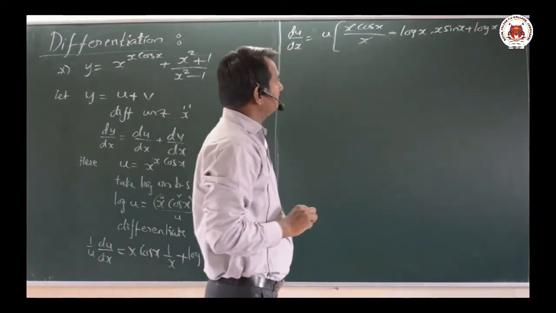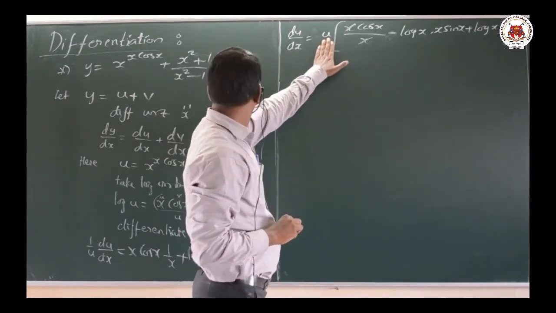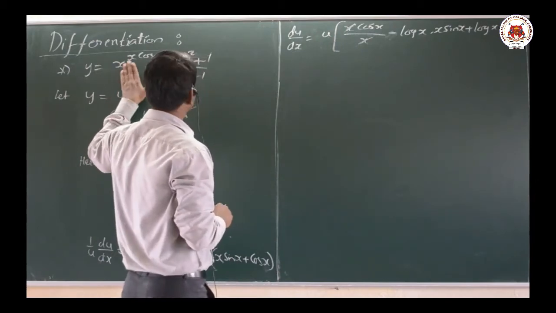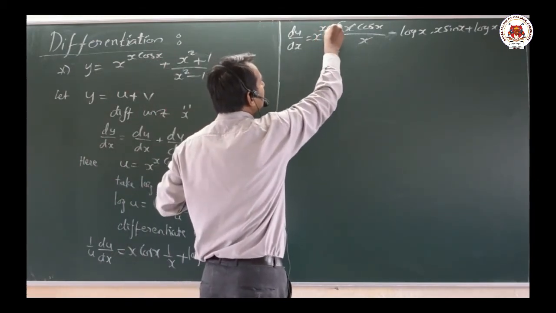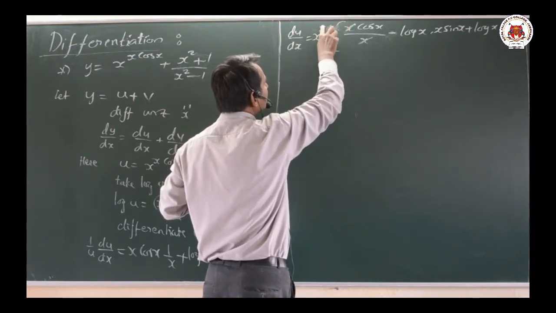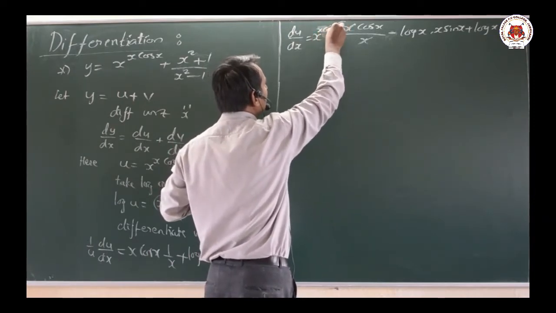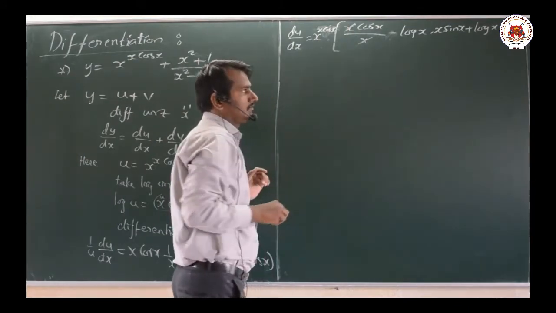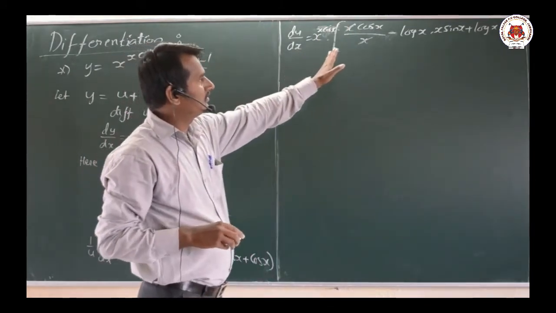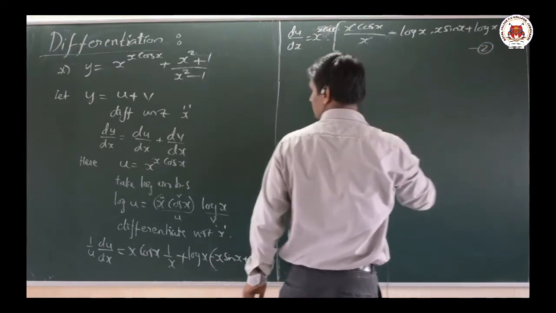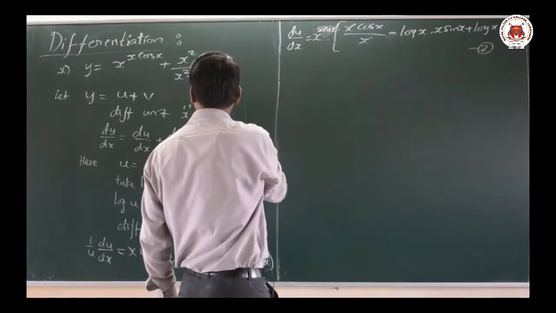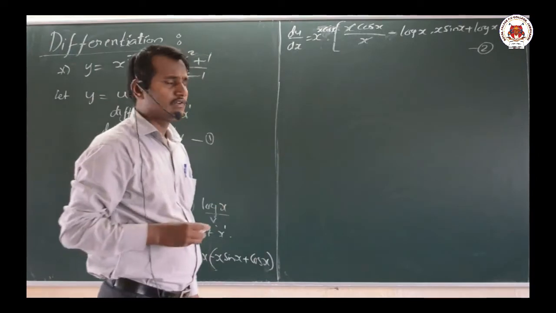Next part is, what is the u value here? U value means what we have? U is nothing but x to the power of x cos x. Next part. Now what I will do is, that is nothing but equation number 2 here. I will take it as equation number 2 and this part as equation number 1. Now I will solve on the v part.